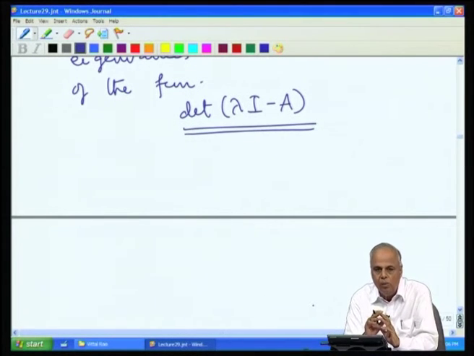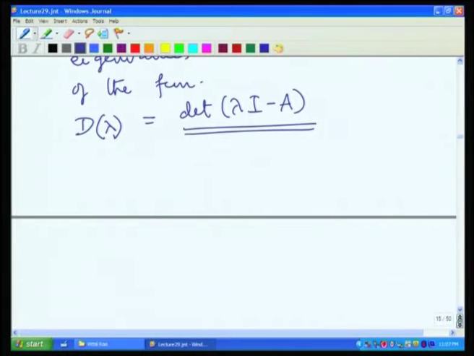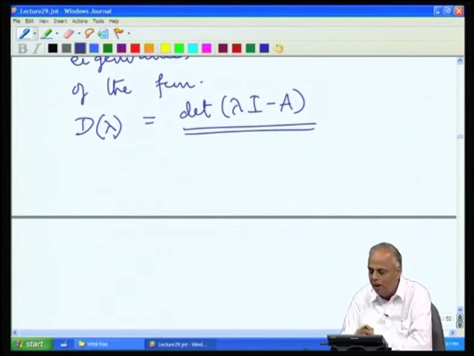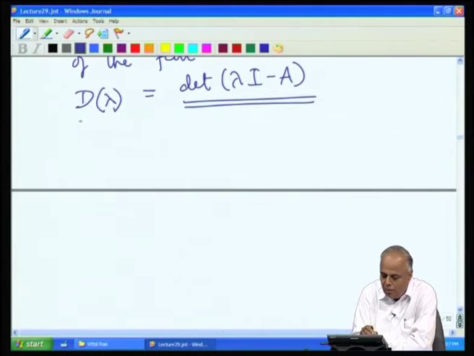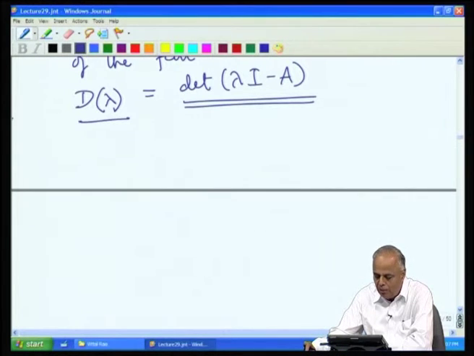So, now we know, given the matrix A, how do you go about searching for the eigenvalues? First, you construct this function, which is now a function of lambda; we will call it d lambda. Whichever point at which this function becomes 0, that is going to be an eigenvalue. If 4 is a point such that d 4, that is determinant of 4 I minus A, is equal to 0, then automatically 4 must be an eigenvalue. So, every root of this function d lambda must be an eigenvalue of A.